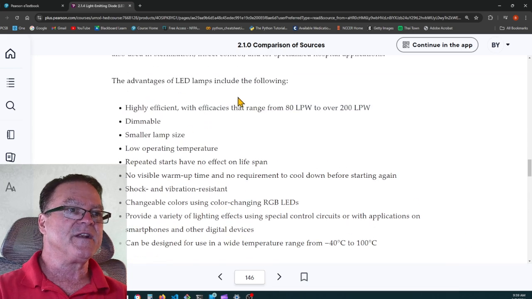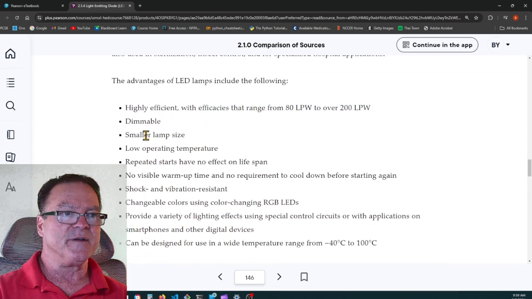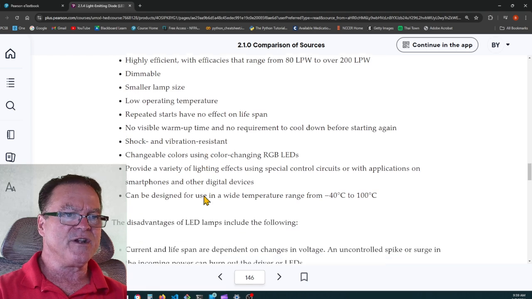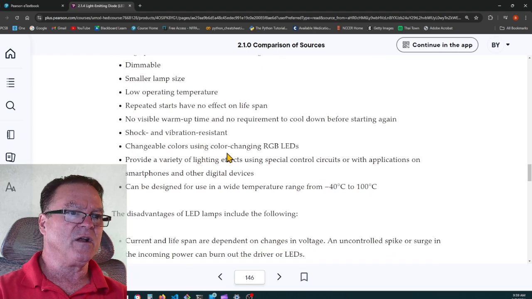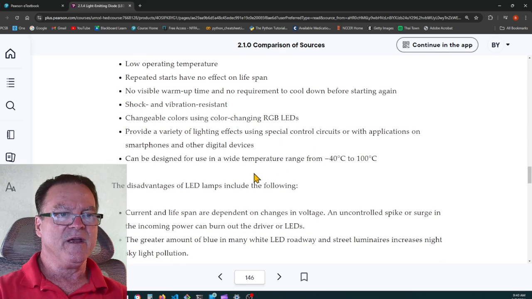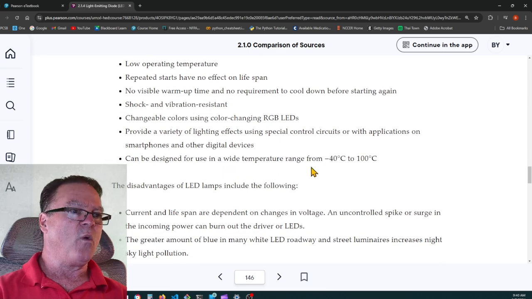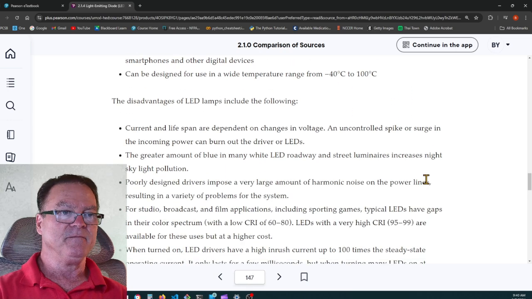Let's see here. Advantages of LEDs. Well, they're highly efficient. They're dimmable. They're smaller lamp size. They're lower operating temperature. Repeated starts have no effect on the lifespan. No visible warm up time. No requirements for cool down. They're shock and vibration resistant. They're changeable colors using color changing RGB LEDs. They provide a variety of lighting effects using special controls. They can be designed for use in a wide temperature range from -40 degrees Celsius to 100 degrees Celsius.